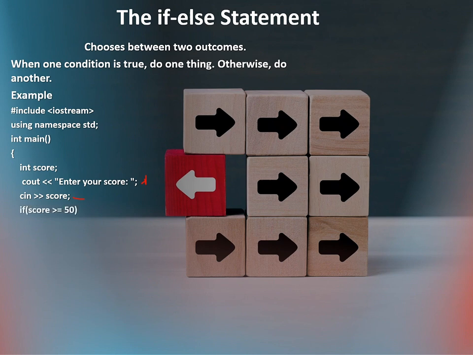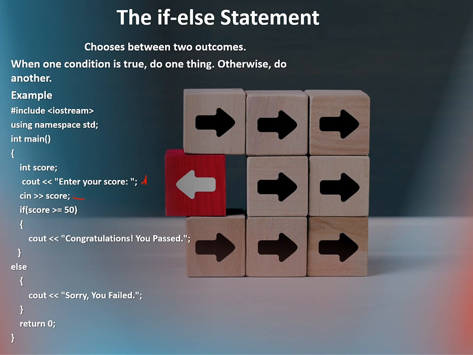So cin >> score. If score is greater than or equal to 50, then you are telling the computer to output "Congratulations, you pass." If you have a number from 50 and above, that means you pass the exam. Any number less than 50, the computer will print otherwise. That is, it has two decision paths. It has to decide either you pass or you fail. Else, "Sorry, you failed." return 0.